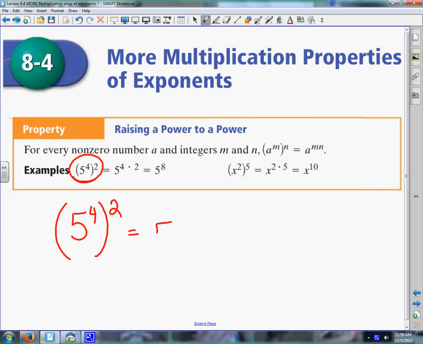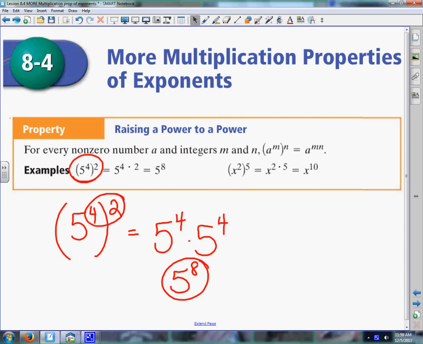So really that means 5 to the fourth times 5 to the fourth, which would be 5 to the 8th power. So you're going to multiply these two numbers. The same thing here, if you have x to the second and then to the 5th power, you multiply them and you'd get x to the 10th.